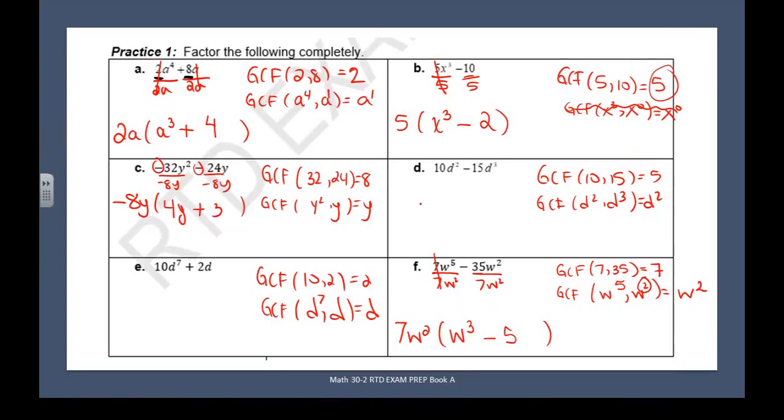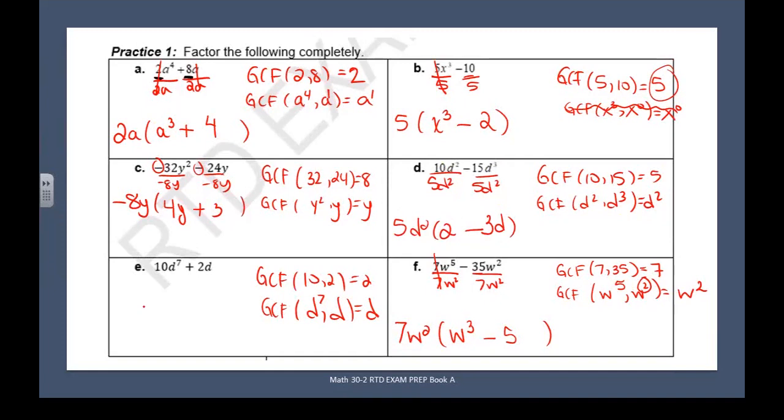Okay, for the next one, GCF is 5. So take out a 5 and a d squared. So I'll divide each by 5d squared. So 10 divided by 5 is 2. D squared divided by d squared is gone. Minus 15 divided by 5 is 3. And 3 take away 1 is just d.